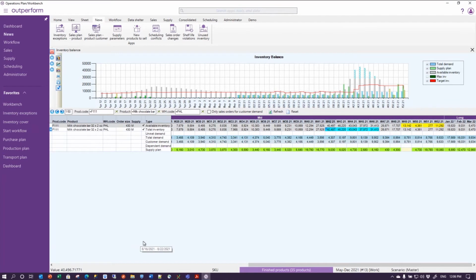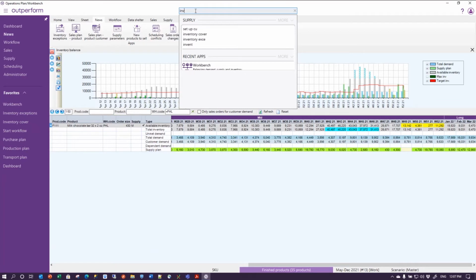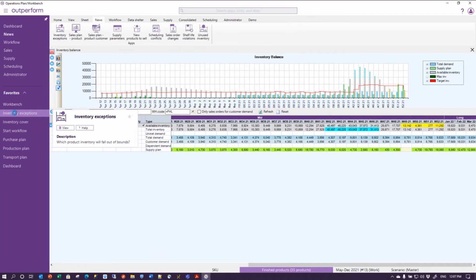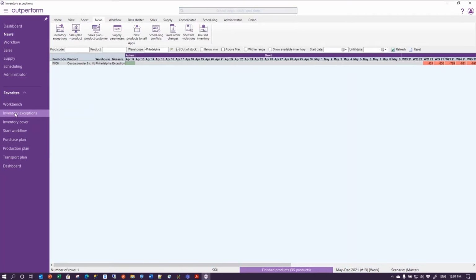Now, for those of you with slightly more overview desire, let's take some filters off, but not all, and let's go to another representation of inventory exceptions. If I search here inventory exceptions, I get various choices. I get inventory exceptions, which product will be out of bounds, inventory cover. I can also look at a chart on inventory adherence, and in preparation of this video, I've put those ones here in the favorites. So let's go to the inventory exceptions.